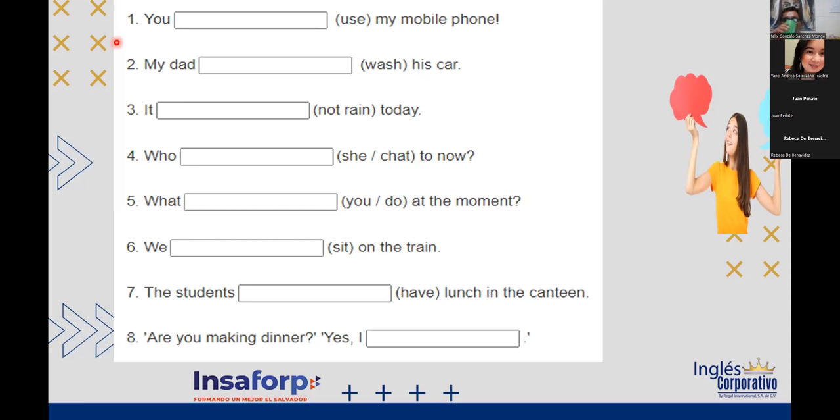We are sitting on the train. The train, excellent. Let me see, number seven, I will ask Elena. Elena, what do you think about number seven? Elena, are you there? Well, I think she's not there. Let's see. Jancy, what do you think, Jancy?